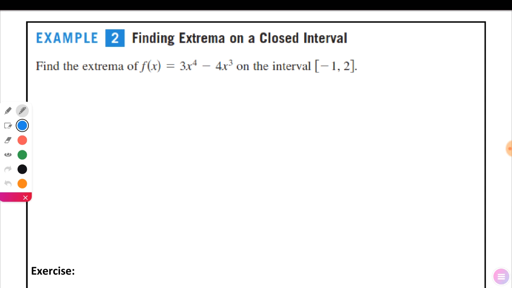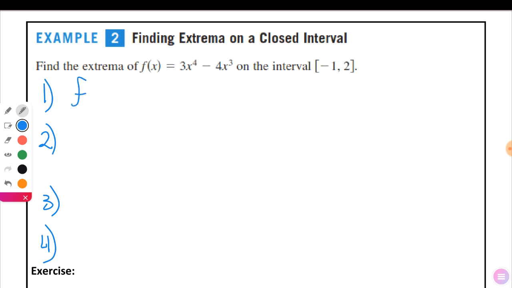As I told you in the theorem, when we discuss the extrema on a closed interval, I have the absolute minimum and the absolute maximum. We have both minimum and maximum. Here I solve it in 4 steps: step 1, step 2, 3, 4. I'll help you solve the first one, then the other ones will be homework, and you check your answer from the model answer of the worksheet.